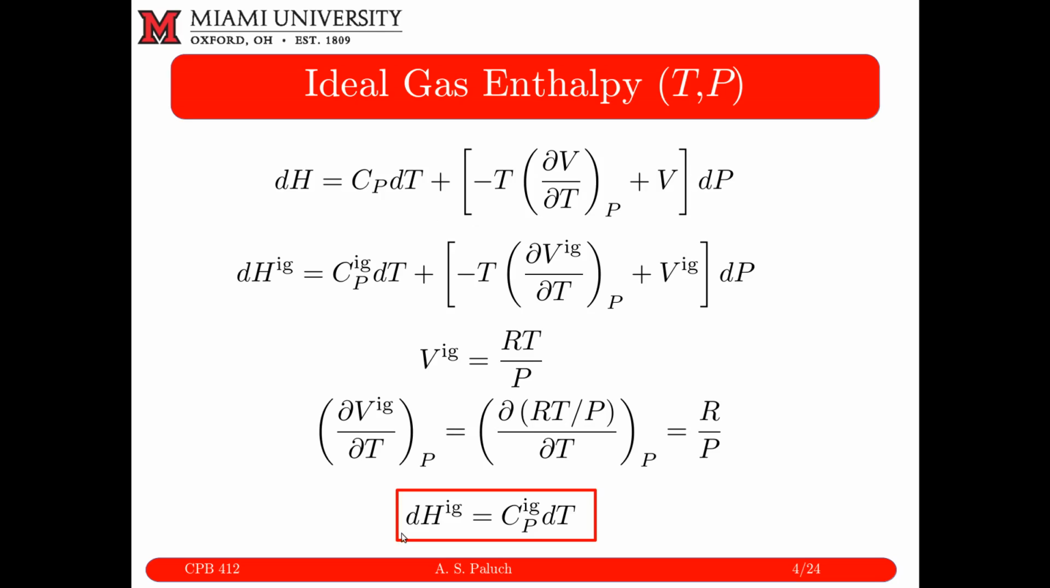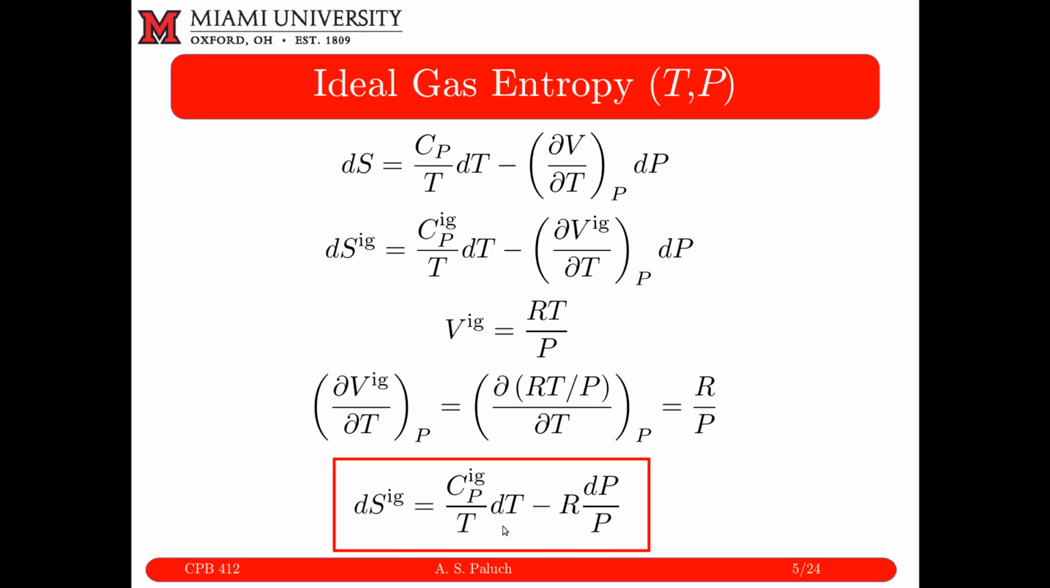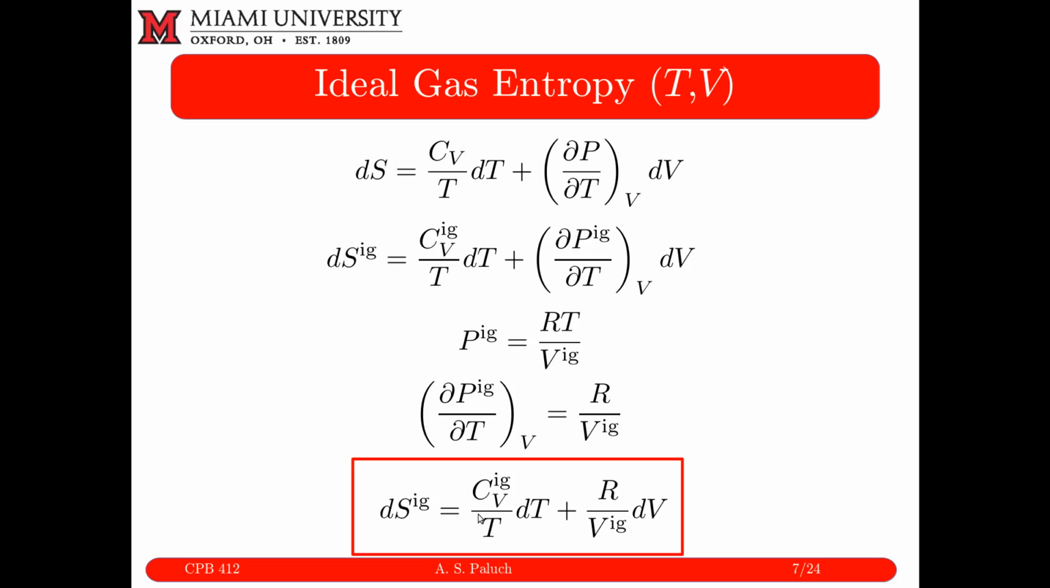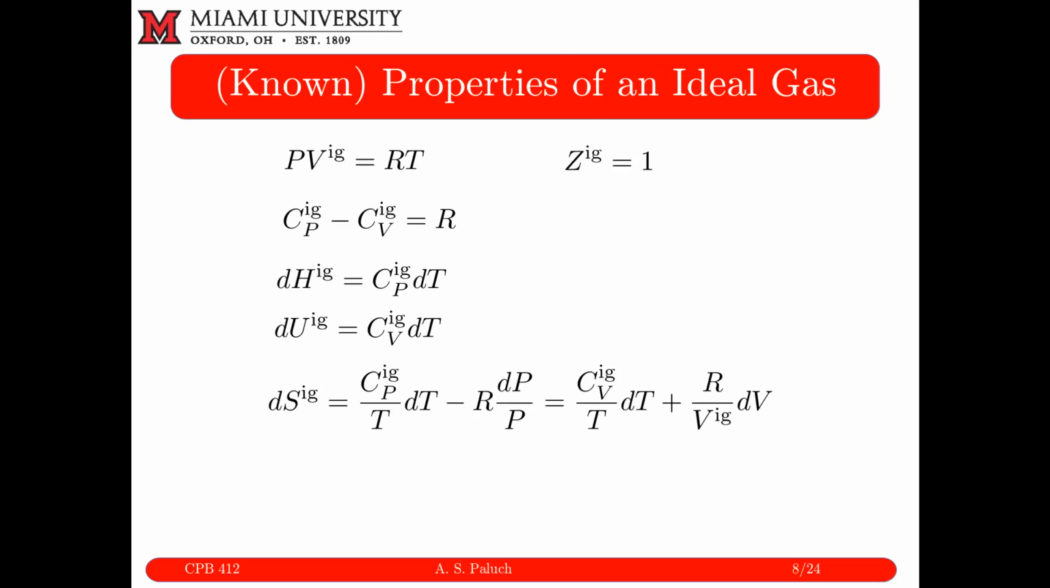For an ideal gas, this nicely simplifies to dH ideal gas is Cp ideal gas dT. Cp ideal gas, which is only a function of T, is typically readily tabulated in handbooks that would allow us to evaluate this term. Same thing with entropy, right? So we obtain this simplified expression for entropy, where with the value of Cp, we can readily evaluate the integrals. Internal energy of an ideal gas is the same story. Okay? All right, so the properties of an ideal gas are well known, and typically we can readily evaluate them.